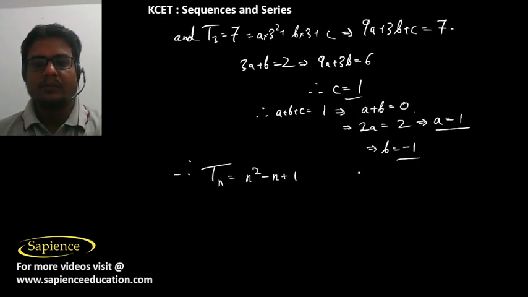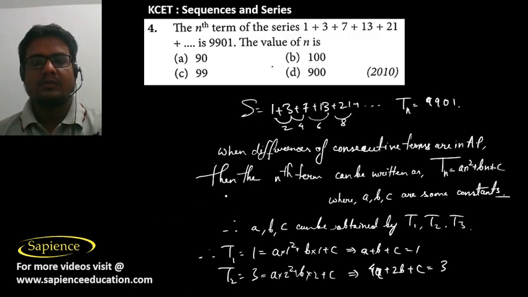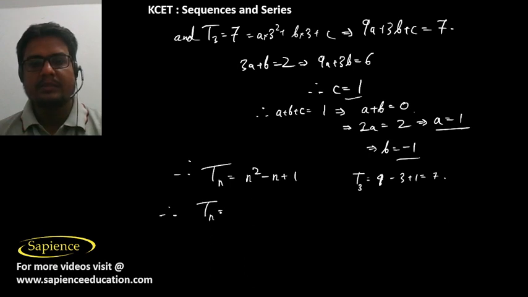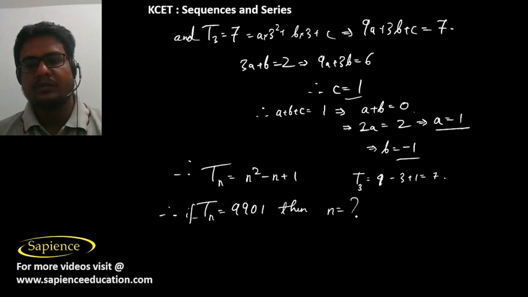So here we can verify also. If we put n is equal to 3, then it will be 3 square, that is 9, minus 3 plus 1, that is 6 plus 1, that is 7. So therefore, now the n value we have to find. So here the nth term is equal to 9901, then we have to find n. If this is 9901, then we have to find out n.